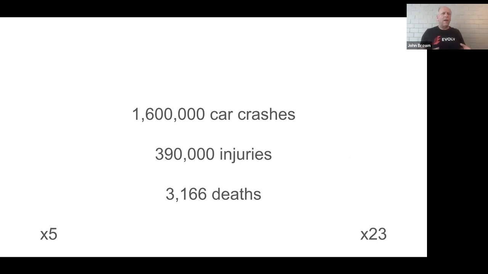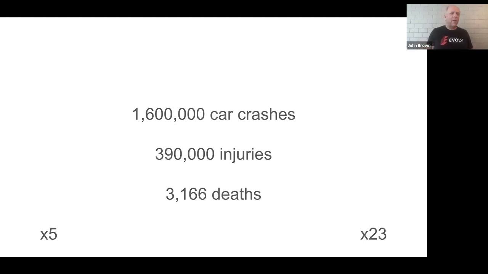And that in those car crashes, this same computer is responsible for 390,000 injuries per year and 3,166 deaths per year. If your laptop was responsible for 3,100 deaths a year, would you want to use that laptop? What if I told you that just having this computer in your possession, activated while driving, increases your risk of being in an accident by 5 times? What if I told you that one of the things you do most with that computer causes you to be 23 times more likely to be involved in an accident?